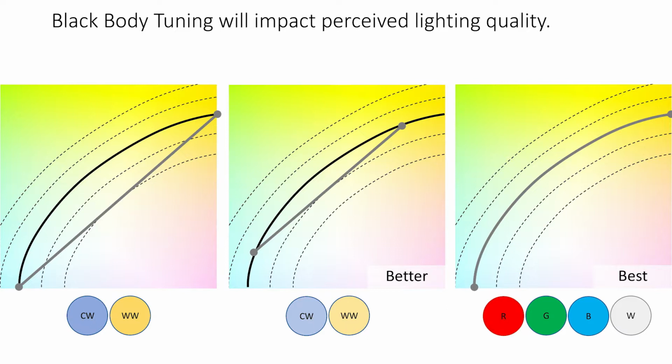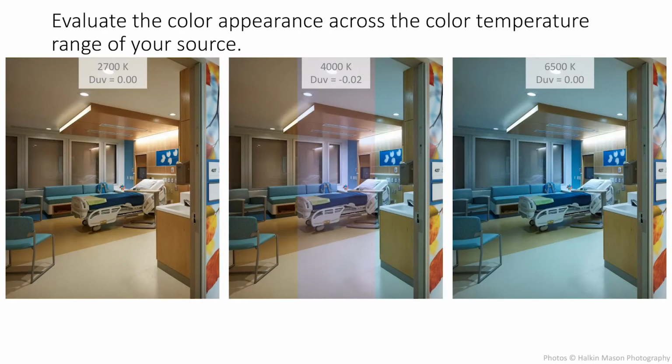The ideal would be to use a red, green, blue, and white fixture with feedback that actually maps the curve. That way you would get the light that you really desire. But you may not need it. It may be okay to go in. This might be okay, or this might be okay. It depends on the application.